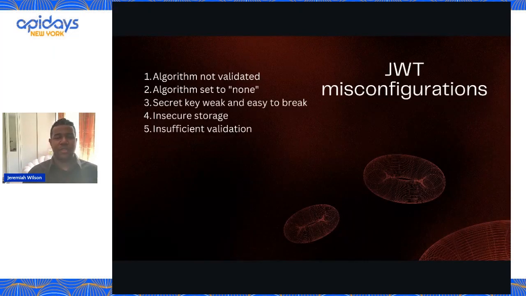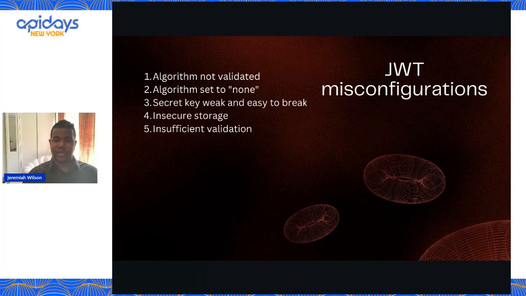Then we have some JWT misconfigurations. The algorithm is not validated, or the algorithm is set to none. So now when these things happen, the server will then validate the JWT, not checking to see if the algorithm was tampered with or not. It just checks if the JWT is sent. So you can send almost anything within that authorization header.